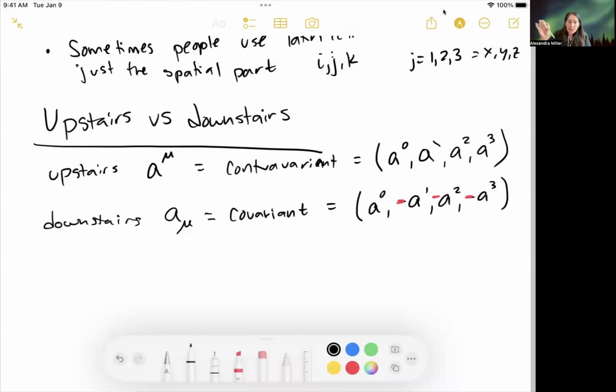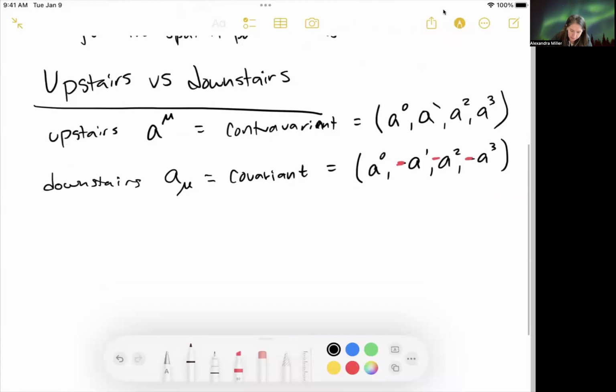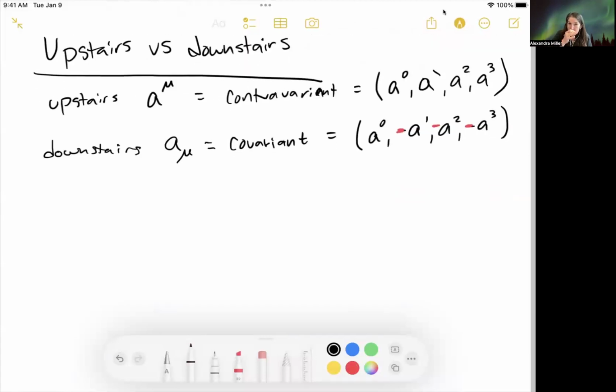Okay, so this upstairs versus downstairs distinction is going to be key here. And again, that's probably something that's very new to you. So you're really going to have to not be sloppy about when you write something as an upstairs versus a downstairs index, because there's a very important mathematical difference. And here we're already seeing it. It's just a minus sign, but they're very important minus signs.